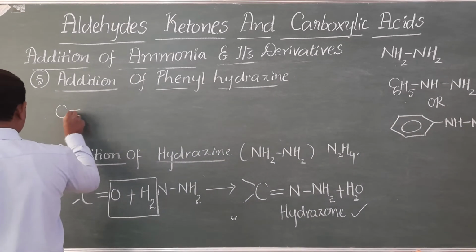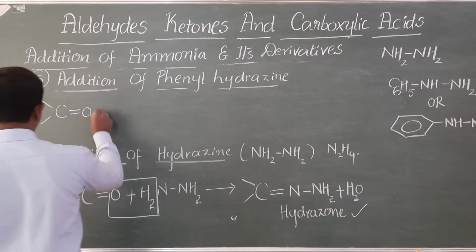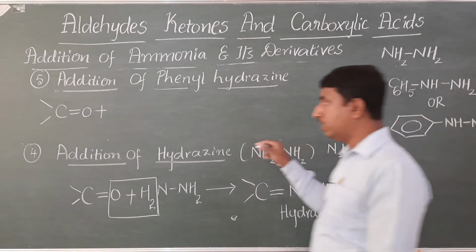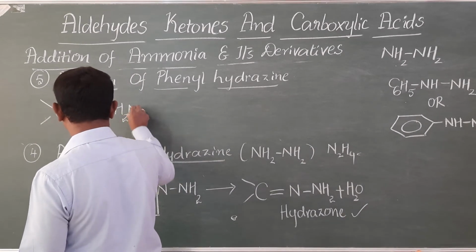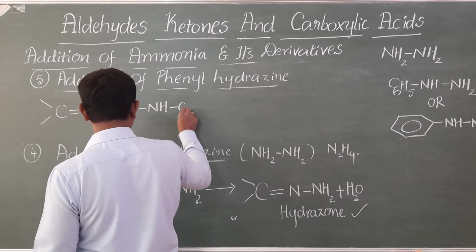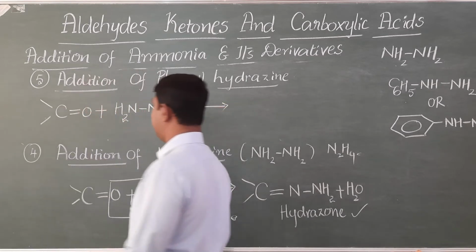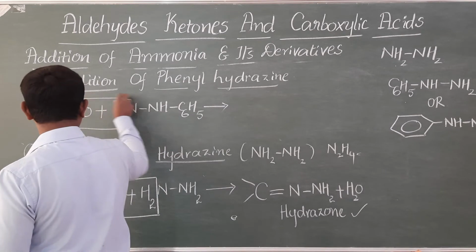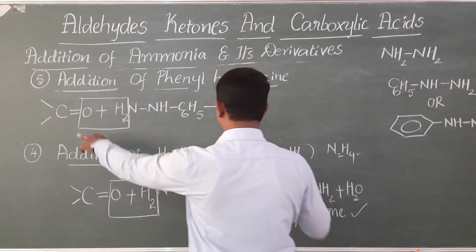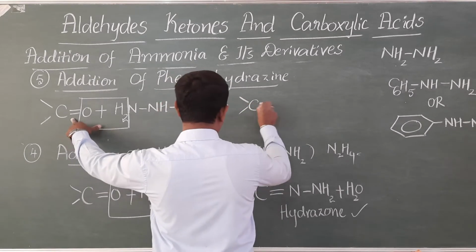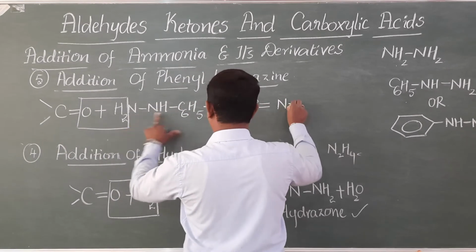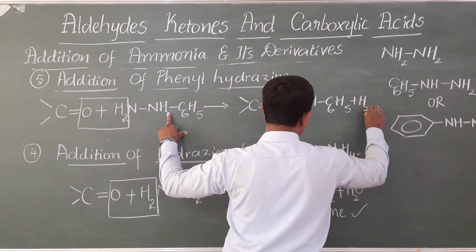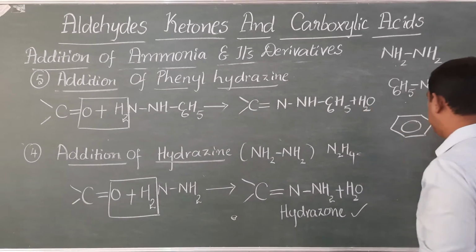I will write the equation. Aldehyde or ketone, C double bond O, plus phenylhydrazine, H2N NH C6H5. Removal of water. Product formed is C double bond N, NH, C6H5, plus H2O.